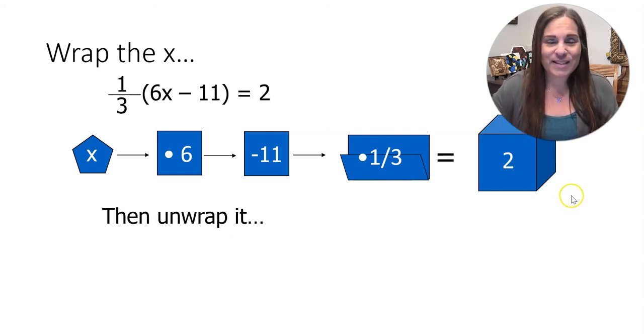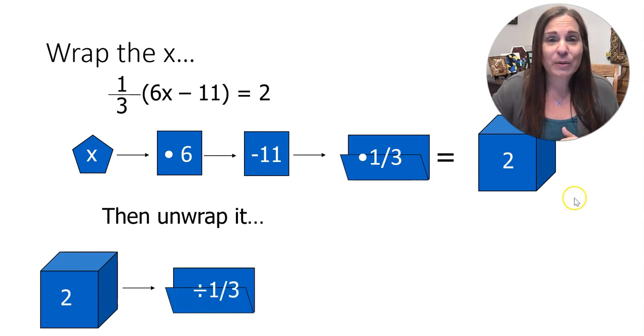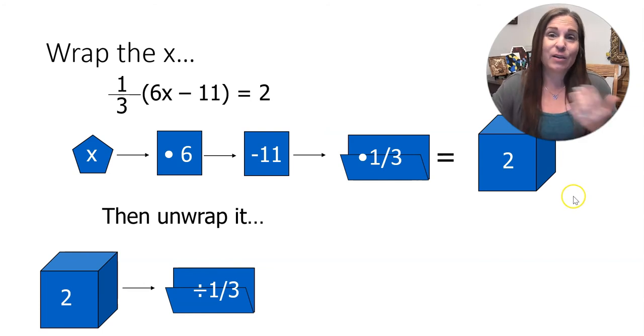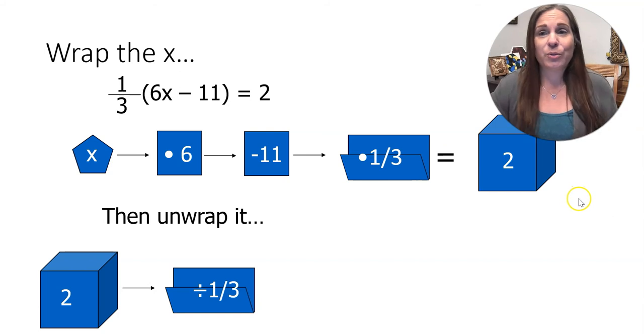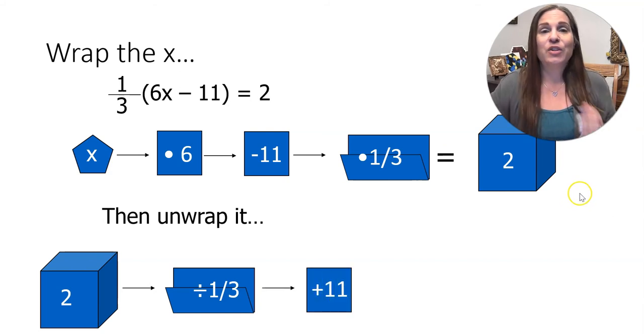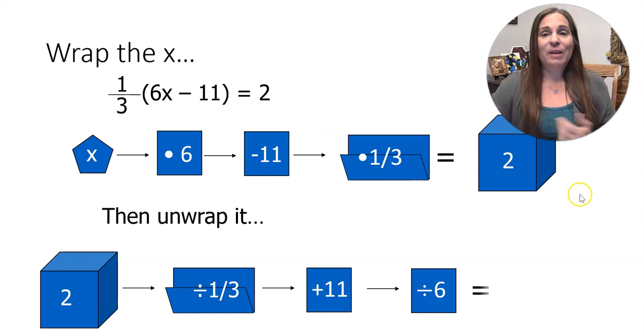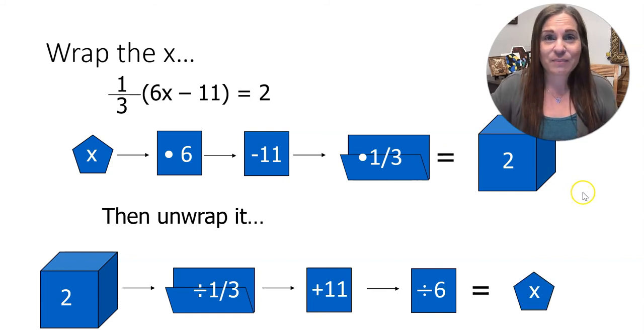So when I am unwrapping this x, I have to undo at every step. So start with the 2. I undo the multiplying by a third, right? That's kind of like taking off the wrapping paper. Then I would have to undo the subtracting 11, so I would add 11. Then I would have to undo the multiplying by 6, so I would divide by 6. And then I would get back to my value of x.